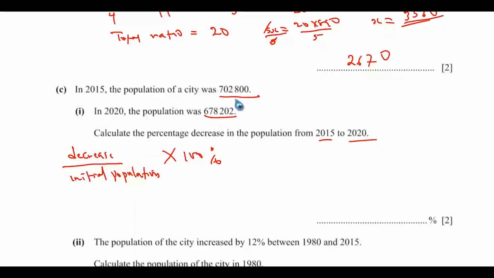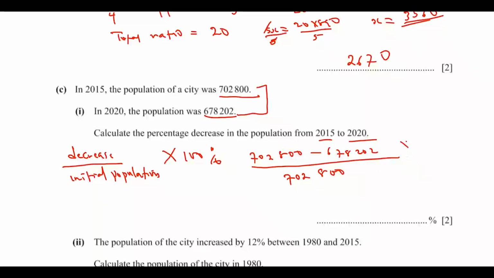So the decrease will be the positive difference between this and this. So that will be 702,800 minus 678,202, everything over the initial population, which is this 702,800, then multiply by 100%.